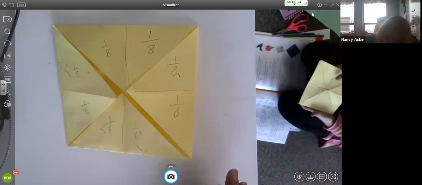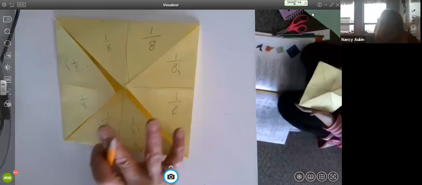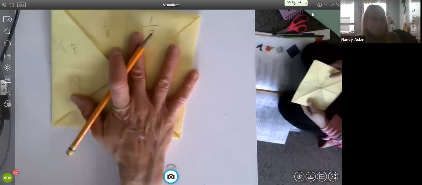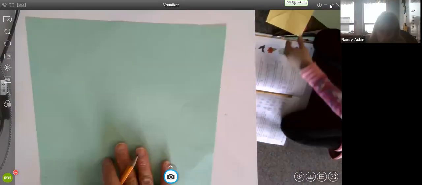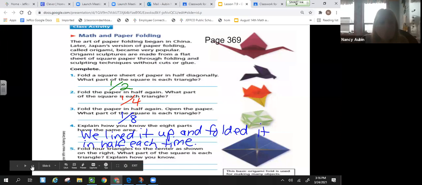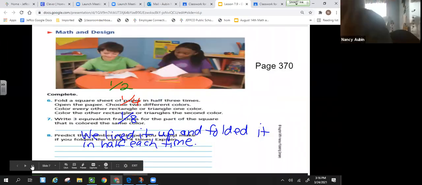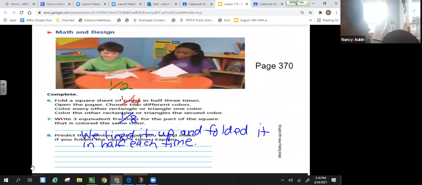All right, guys, get your green. Put that one to the side. Now get your green square. We're going to go to the next page, 370. The next page is 370. We're going to follow the directions.